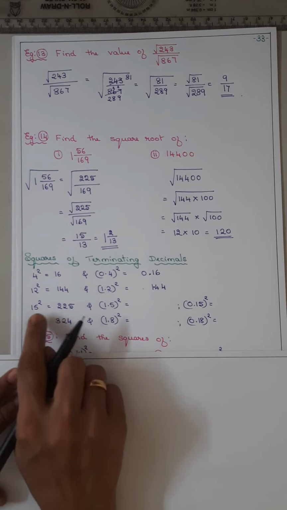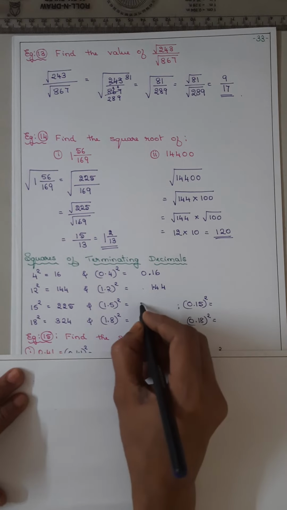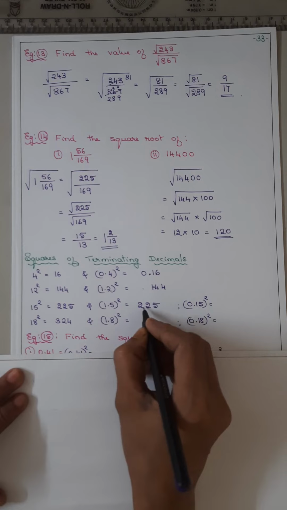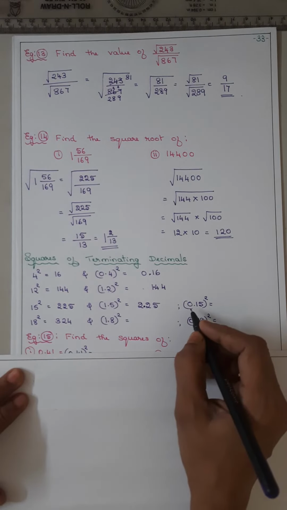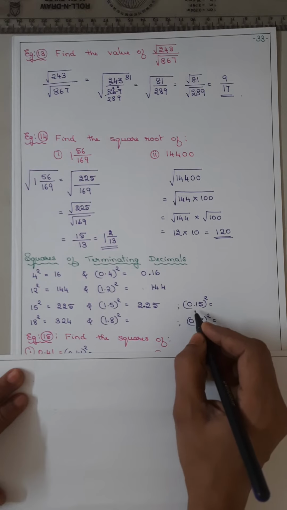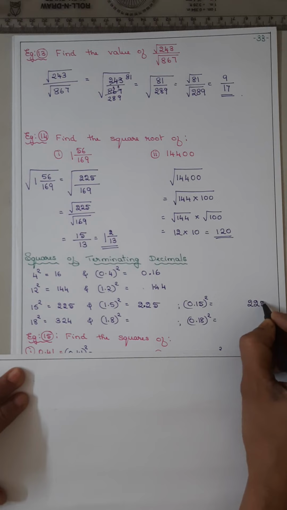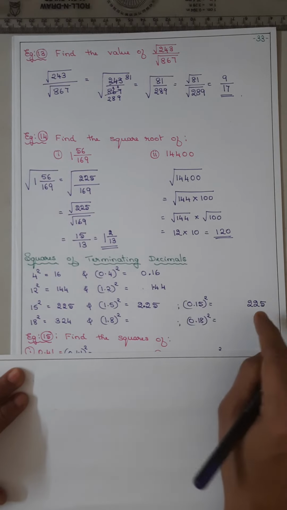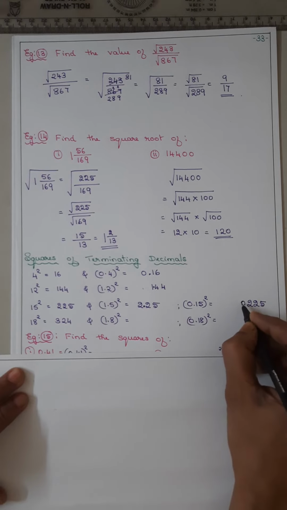Here 15 squared is 225. 1.5 squared will be 225. 1 decimal place, so it will be 2 decimal. Now here 15 square you write as it is 225. Now 2 decimal, so in the square it will be 4 decimal. 1, 2, 3, 4.